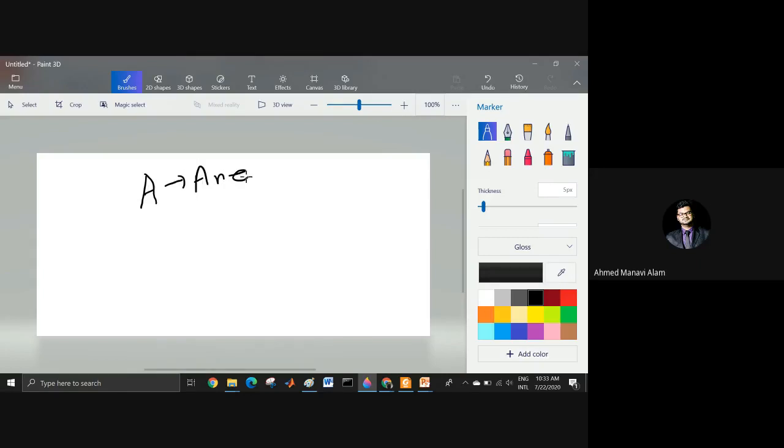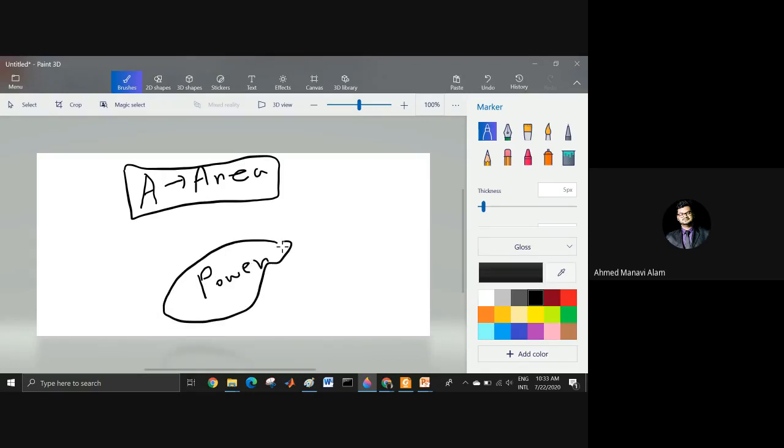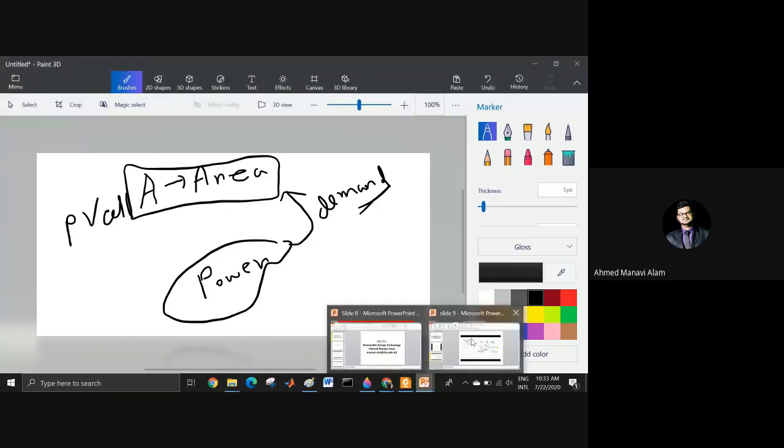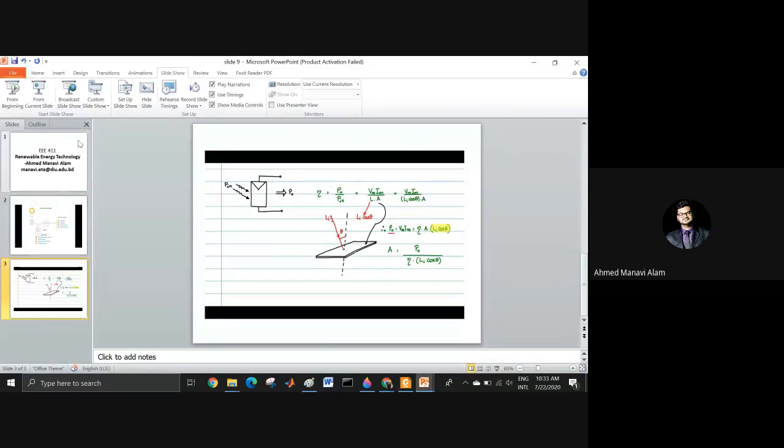Before installing a solar cell, you need to find how much power or energy, how much voltage, how much current you need, how much is your demand. With that demand, you have to design the area of that PV cell. This is imperative. This is called the sizing of a PV cell. That means I will size the PV cell.